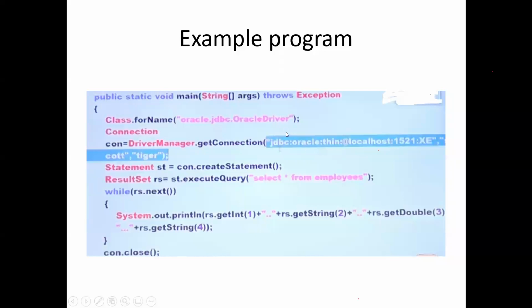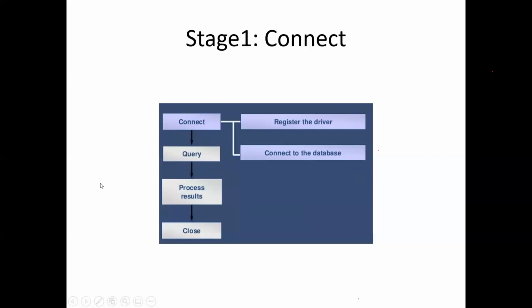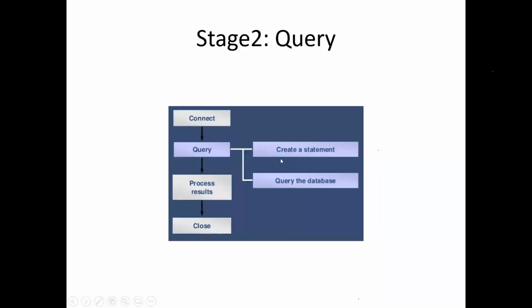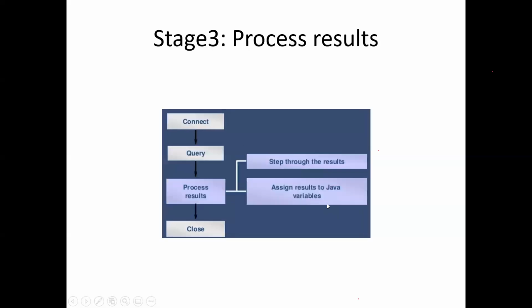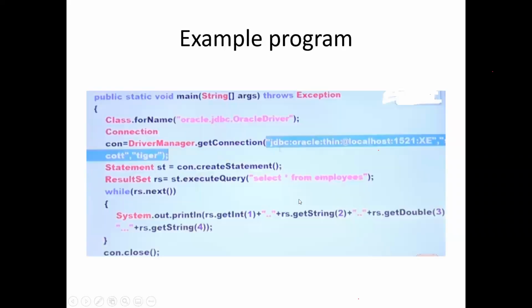Our aim is to communicate from the Java application to the database. The first three lines are common. Now the fourth point. What is the fourth point here? In the connection we have 2 points, and in the query another 2 points. We already created a statement. Now our aim is to query the database. Here our aim is to retrieve some employees information. That's why I have considered select star from employees.